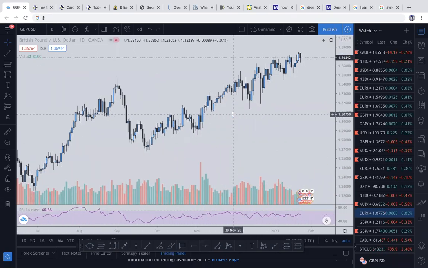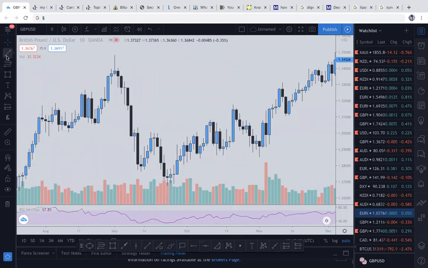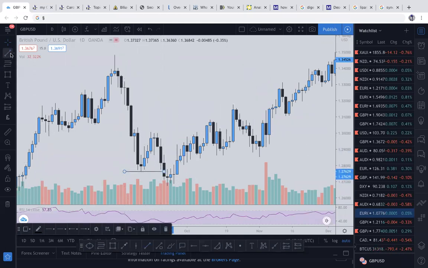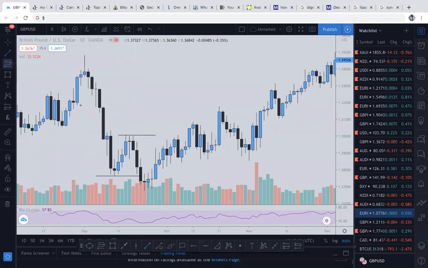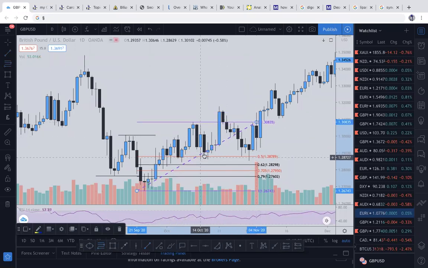Once again, look at here. We swept liquidity, broke market structure. Now look at the retracement. What level are we at?